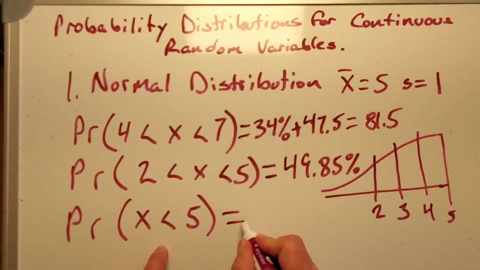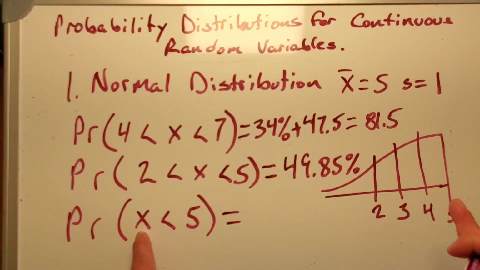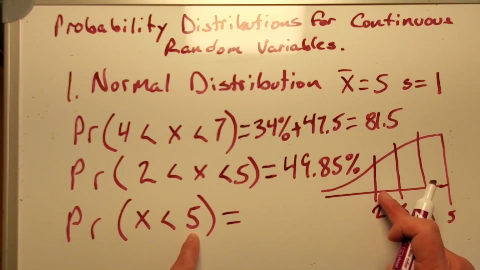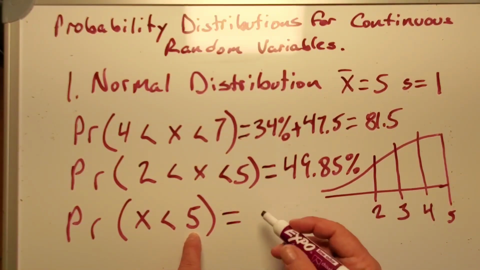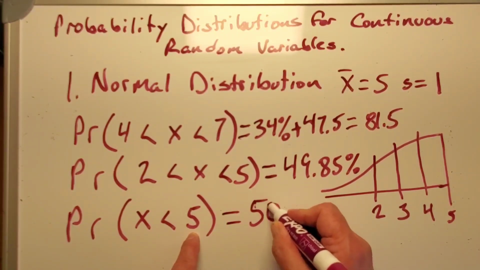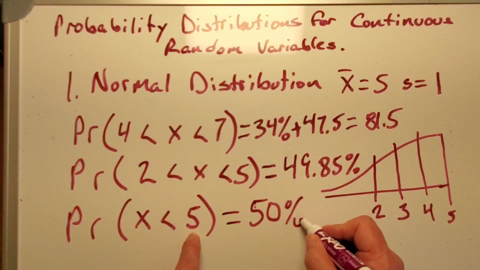This is the question that asks us, what is the proportion of this distribution that is simply less than 5? So now we're being asked not only about this zone, but all of the thing going all the way to infinity on the left. And that is 50%. That's the answer to that.